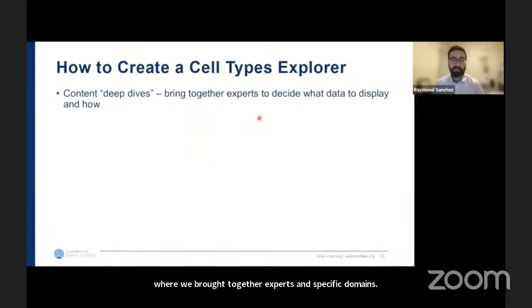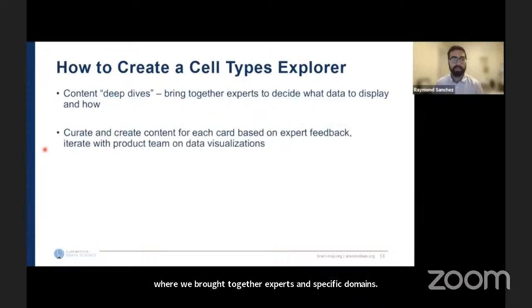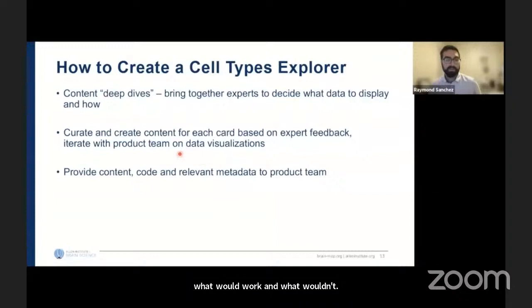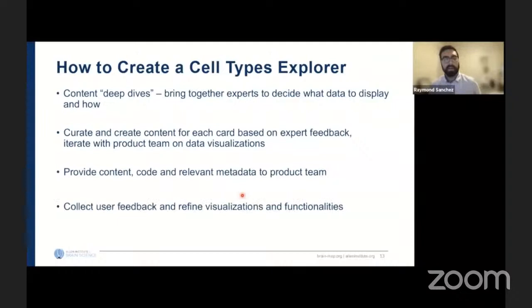Once we decided the content that we wanted to display in the Cell Types Explorer, we had to collect that data and create data visualizations based on that expert feedback. And then we worked with the engineering teams, who you'll hear from in a second, on those data visualizations and sort of had to decide what would work and what wouldn't. Once we were happy with the content that we created, we turned this over along with the code used to make that content, as well as relevant metadata, to the engineering teams to populate the Cell Types Explorer with. And then finally, the engineering team established a prototype that was used to collect some user feedback, which then enabled us to go back and refine a lot of the visualizations and functionalities.